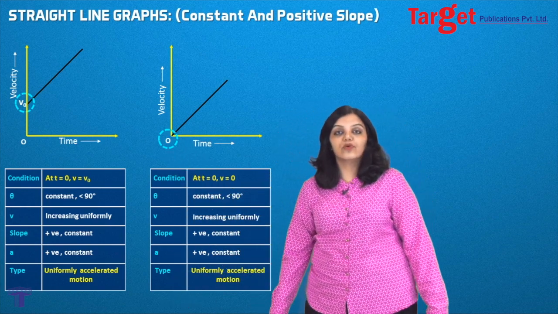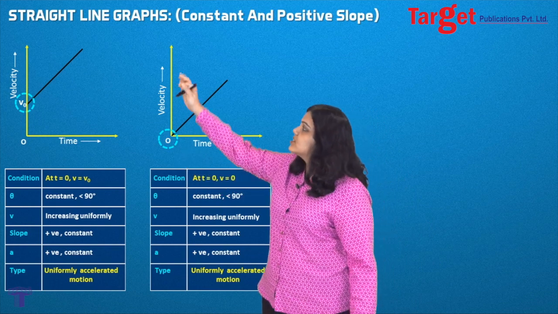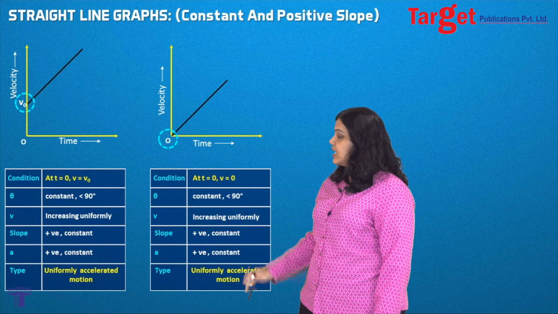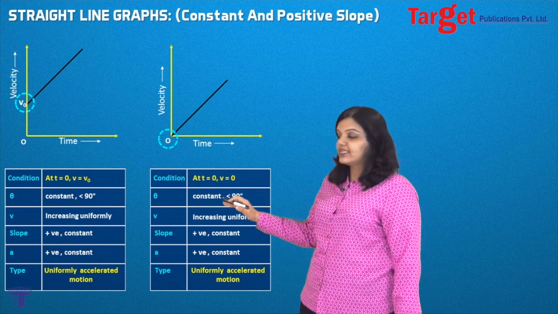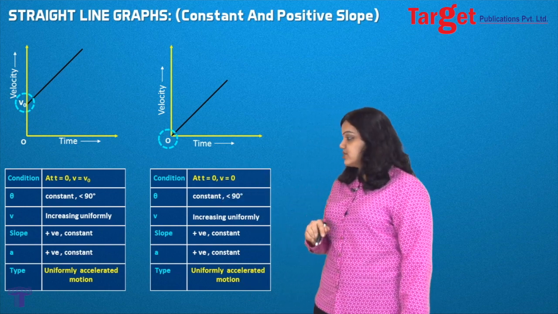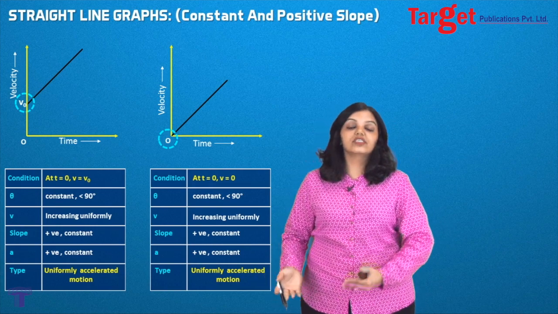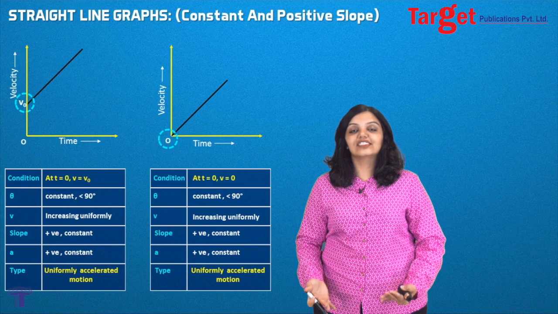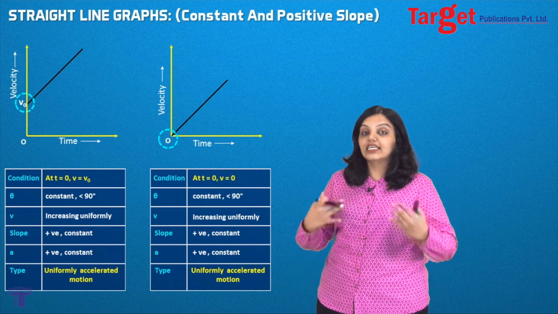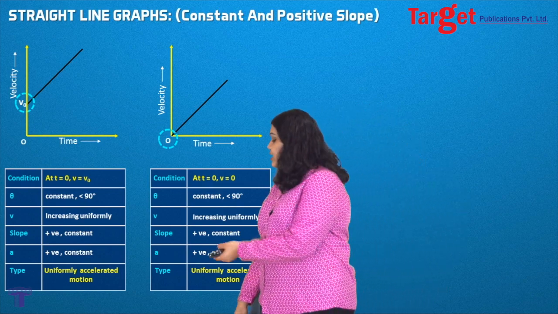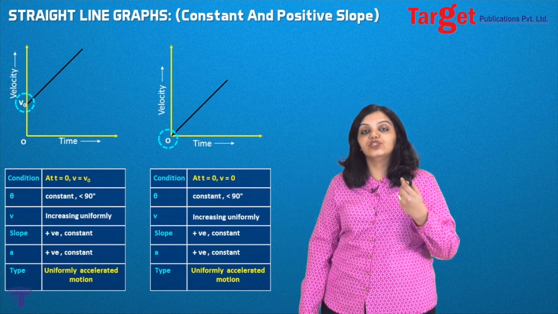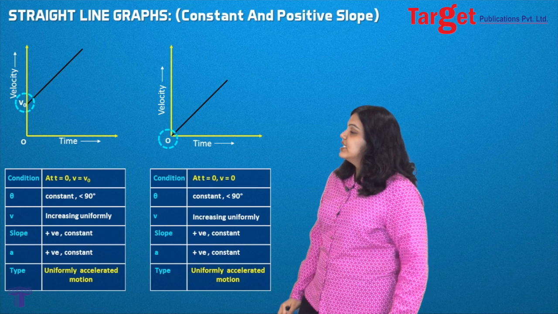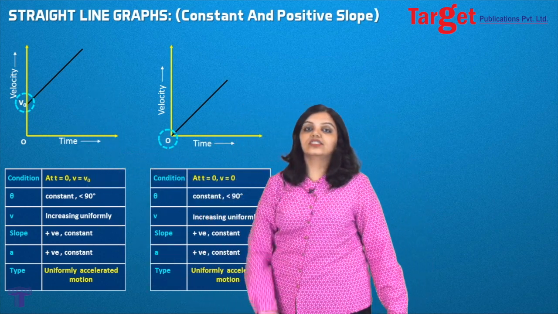This graph is starting from origin. As you can see, at t is equal to 0, velocity is 0. Everything else, if you take a look, remains the same. Angle is constant, less than 90. Therefore, the slope will be positive and constant. Slope is positive and constant, so acceleration is positive and constant, which means velocity is increasing uniformly. And finally, the type of motion also remains the same, that is uniformly accelerated motion. Nothing has changed except the fact that this graph has been displaced towards the origin.